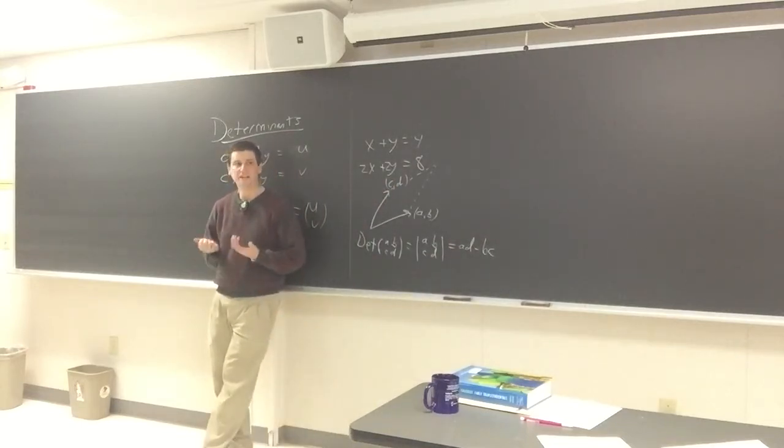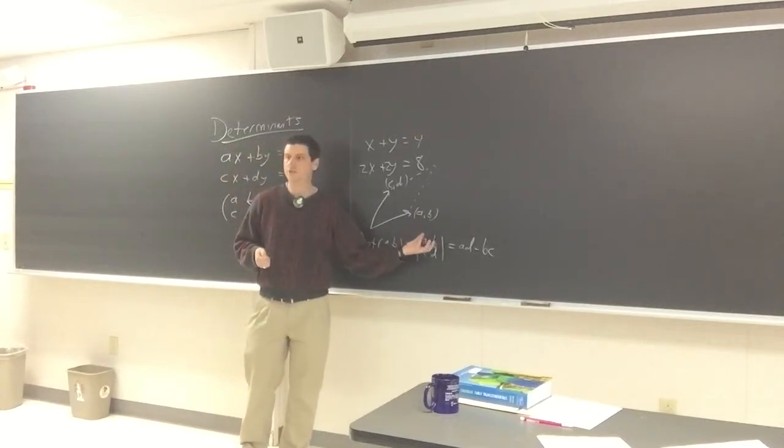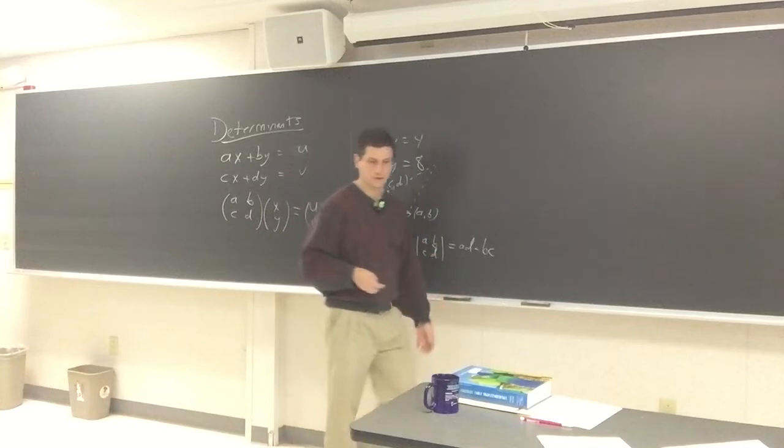Now, I can define anything I want in mathematics. I could define this with a plus sign. I could define it as AB plus CD. The question is what's a good thing to define. Why is this reasonable?